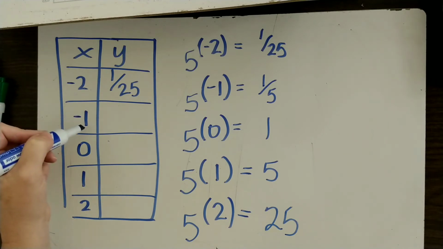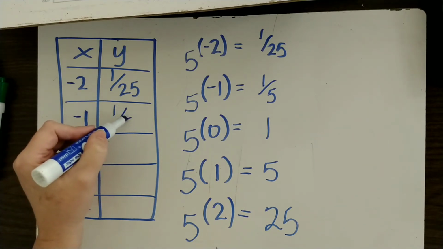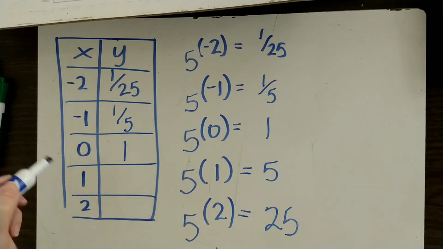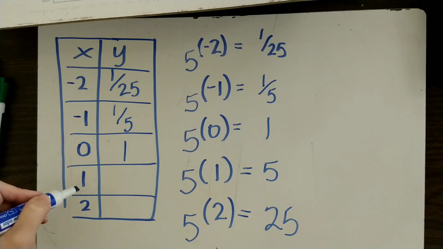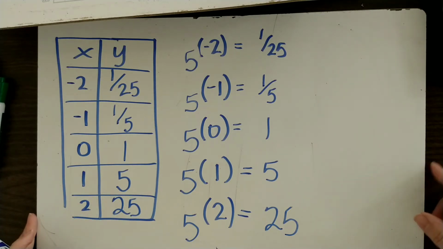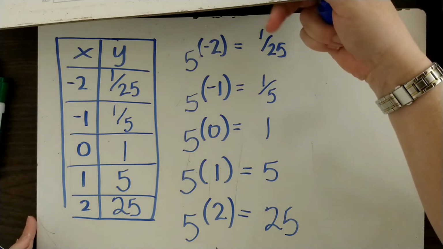When we have -1 for x, we have 1/5. 0 for x becomes 1. 1 for x, y would be 5. And 2 for x, excuse me, y would be 25. So we're going to use this information to graph.